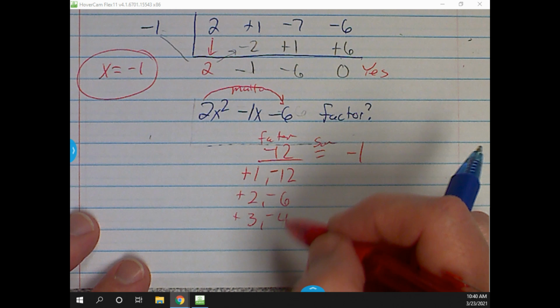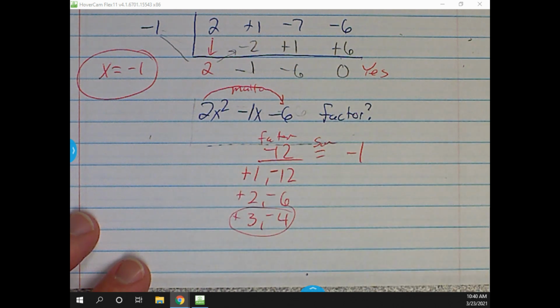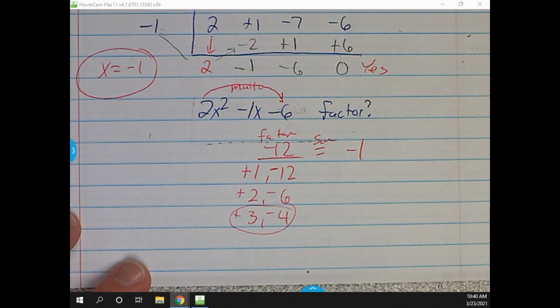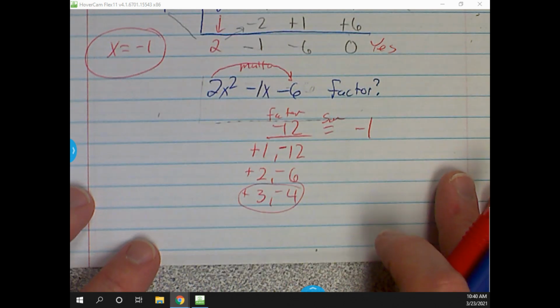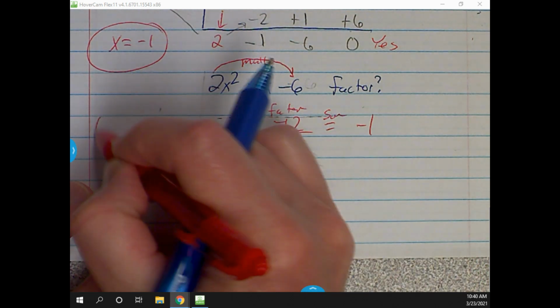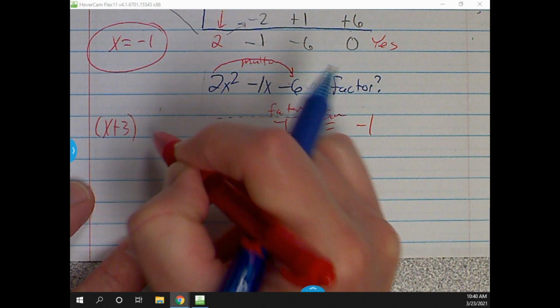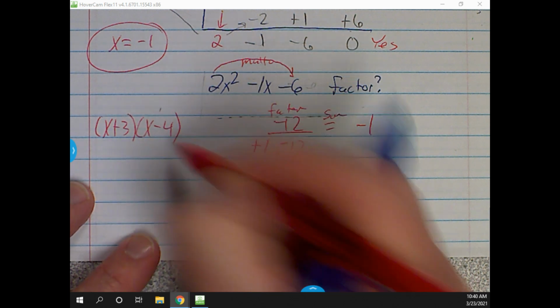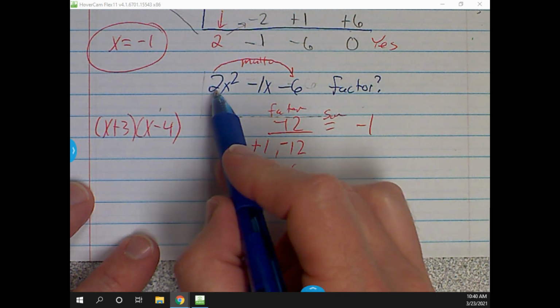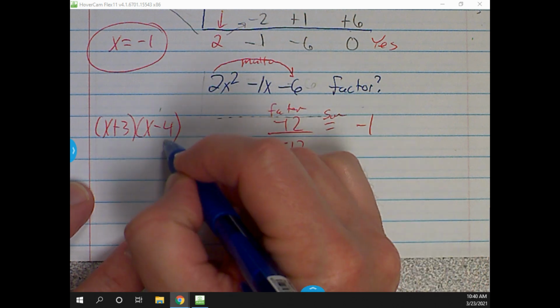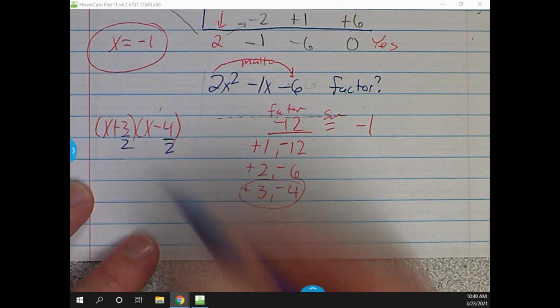All right, and we do have a pair that adds up to negative 1. That's going to be the 3 and the 4. Okay, so we've got x plus 3, x minus 4. And remember, because we multiplied by 2 in the beginning back here, we've got to go back and divide by 2.